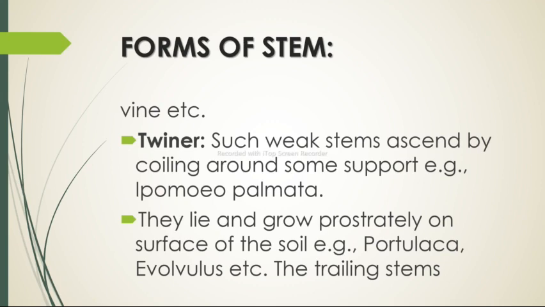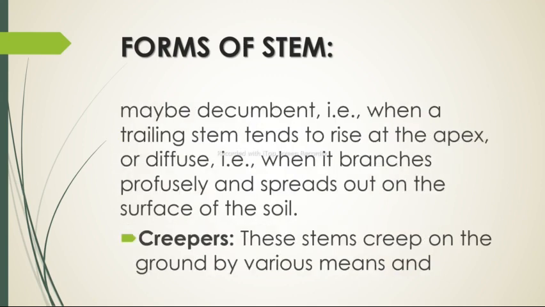Ipomoea, palmata, and they lie and grow prostrately on the surface of the soil, for example in the Portulaca, Evolvulus, etc. The trailing stems may be decumbent, for example when a trailing stem tends to rise at the apex, or diffuse, for example when it branches profusely and spreads out on the surface of the soil.